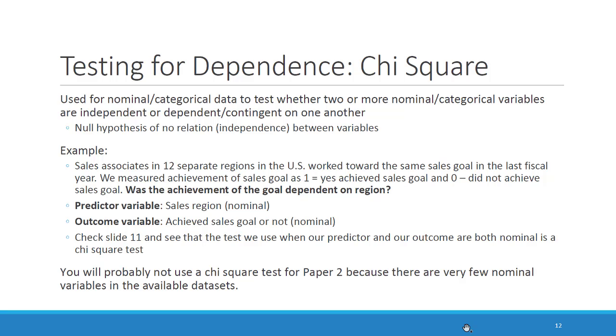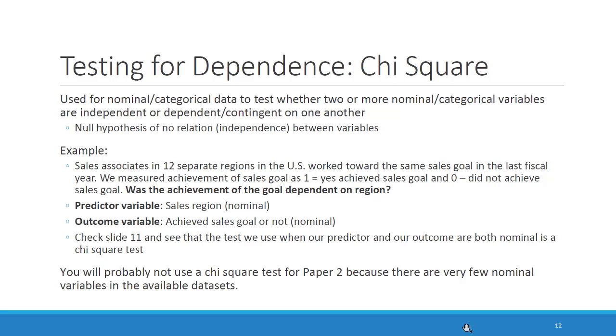For example, if we had sales associates in 12 separate regions within the United States who worked toward the same sales goals in the last fiscal year, and we measured achievement of sales goals as 1 being yes, they achieved their sales goal, and 0 meaning that they did not achieve their sales goal, our question might be, was the achievement of the sales goal dependent upon the region that they were in? Our predictor variable is sales region, and that's nominal, right? Categorical. Our outcome variable is achieved their sales goal or not, 1 or 0, and again, that is also nominal.